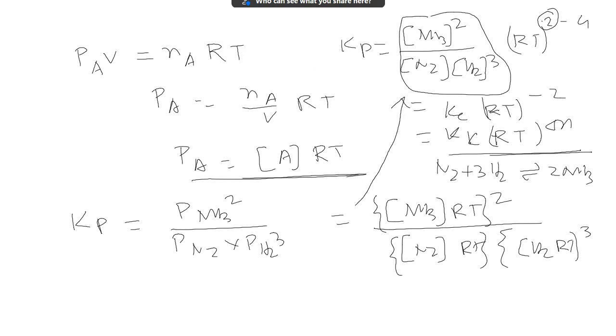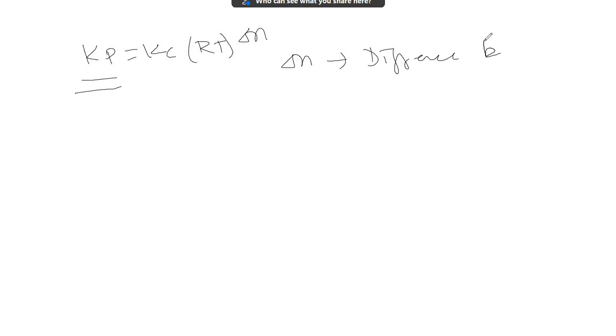Now, the relation between Kp and Kc for a particular reaction will be Kp is equal to Kc RT to the power del N. Kp is the equilibrium constant in terms of gaseous state, Kc for liquid state. R is the gas constant, T is temperature in Kelvin, del N is the difference between the moles of product and reactant.